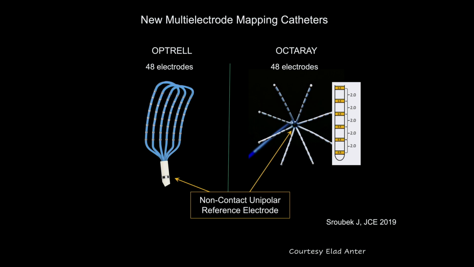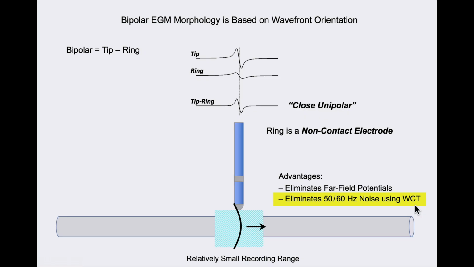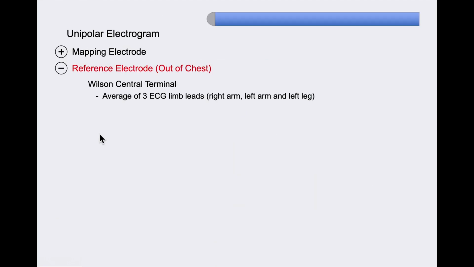The first catheters to use the non-contact reference for unipolar recordings will be the Octaray, which has a central electrode here that will be the non-contact reference, and the Atrial catheter, which will use a ring electrode on the hub as the non-contact reference. And these improve the resolution of the unipolar recordings by eliminating the far-field signals. Let's talk about the Wilson Central Terminal. Current mapping systems and recording systems use the Wilson Central Terminal as the reference electrode for the unipolar electrograms.